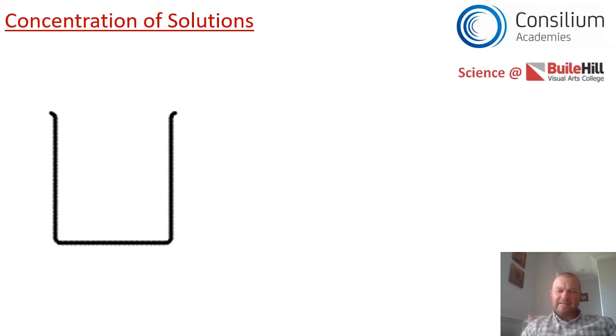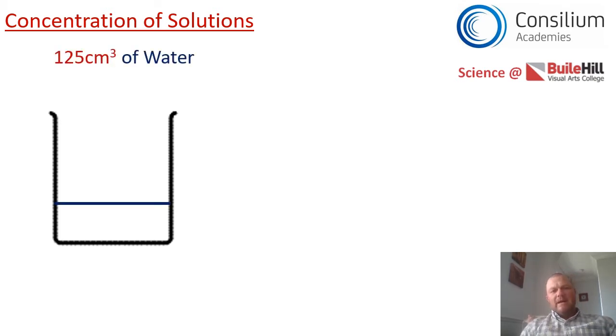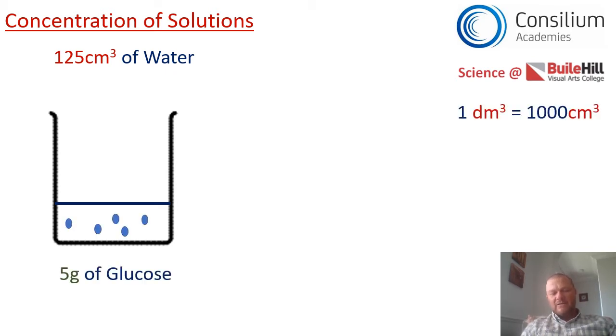Okay, let's take the next step then. Let's make it slightly more difficult. So let's say that we've got 125 centimeters cubed of water. Notice it's no longer decimeters cubed. And I put 5 grams of glucose into that 125 centimeters cubed of water.